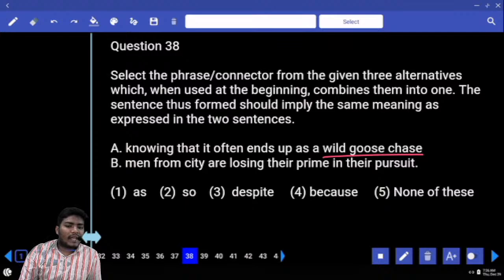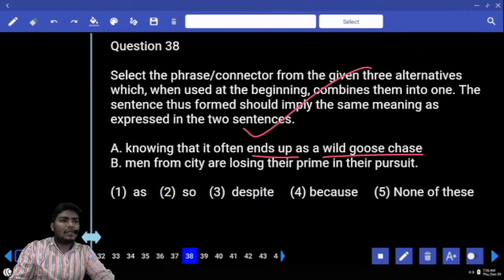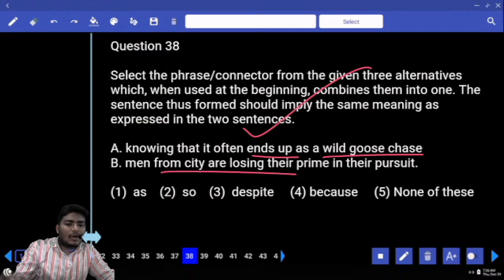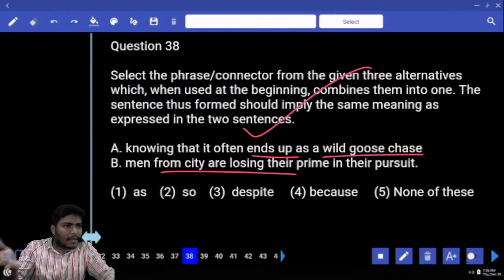Knowing that it often ends up, that is concludes, as a wild goose chase. Men from city are losing their prime in their pursuit. Pursuit, like police pursuit, means search. Okay? What shall we do here? Knowing that it often ends up as a wild goose chase, knowing that they already know that sometimes it ends up as a wild goose chase, men from city are losing their prime, in the sense their importance, in their pursuit.